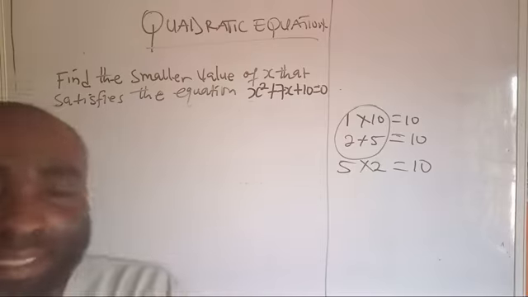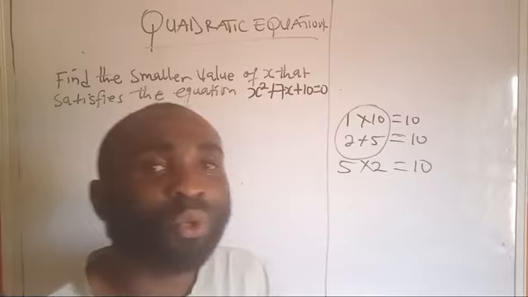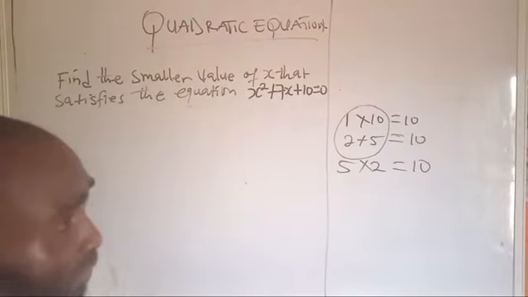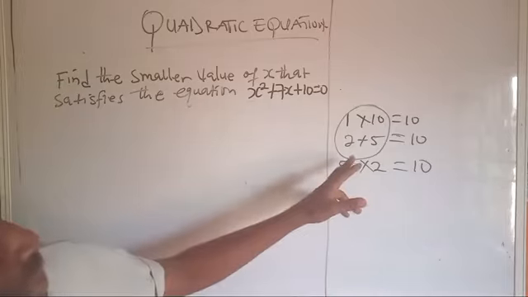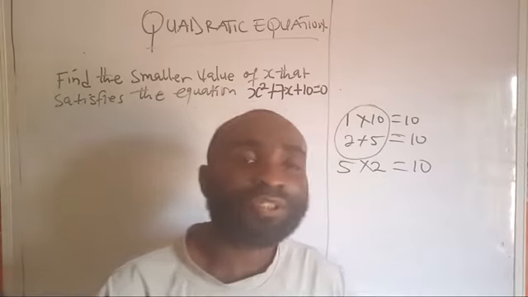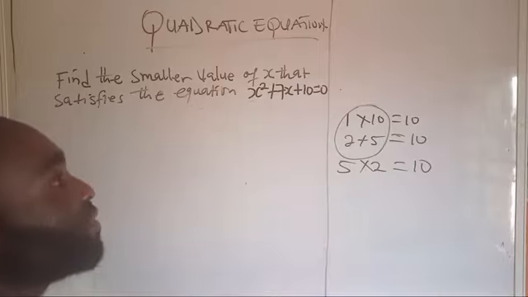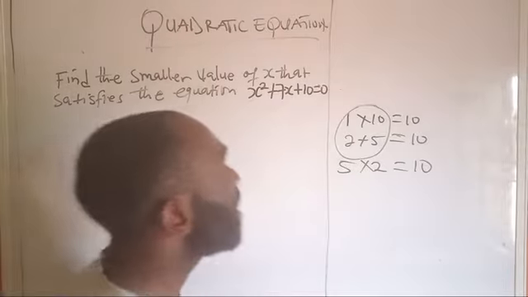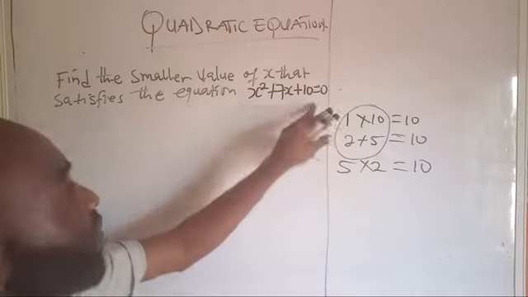Always find the multiples of the last term. After you find the multiples of the last term, try to add them together to get your middle term. If they give the middle term, then those two factors are the two numbers that when you add, give the middle term, and when you multiply, give the last term.